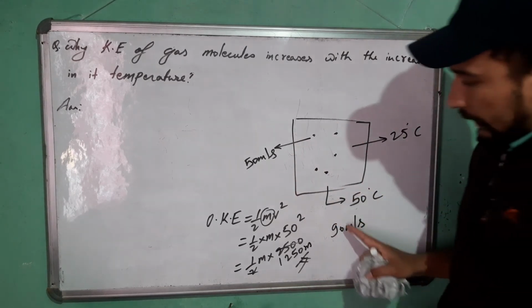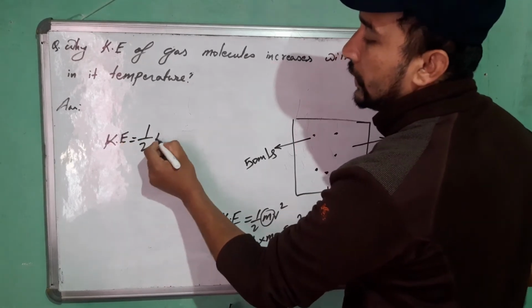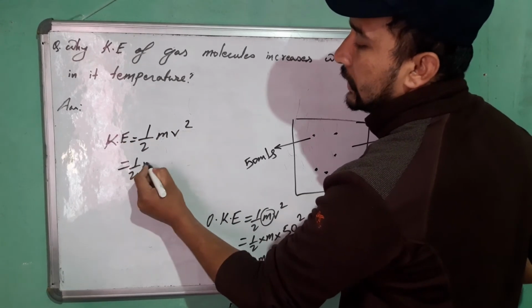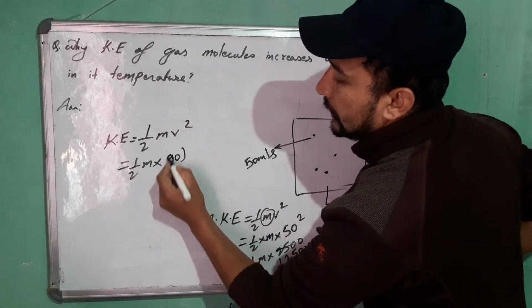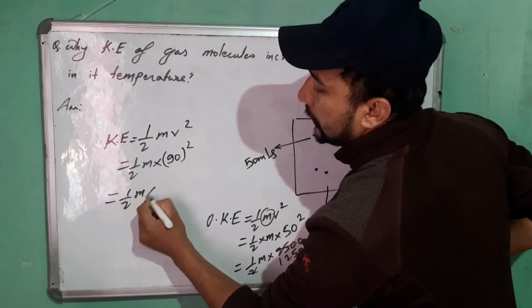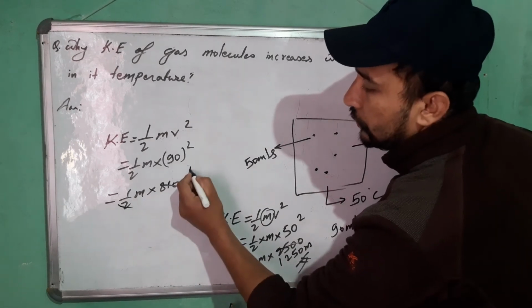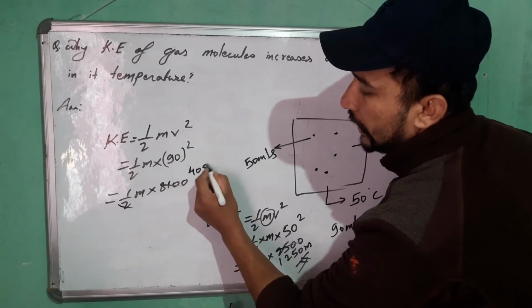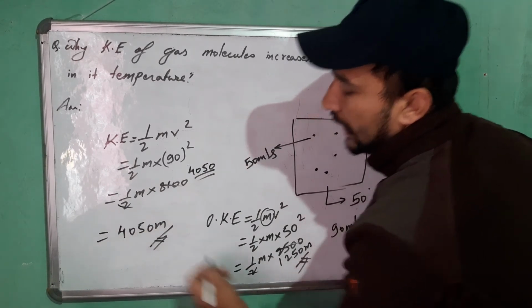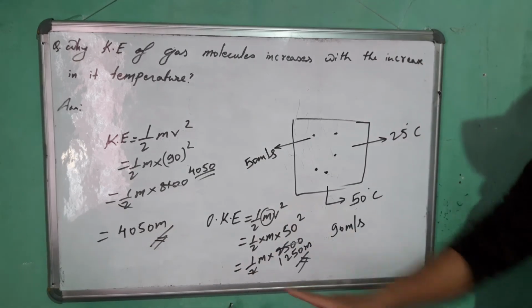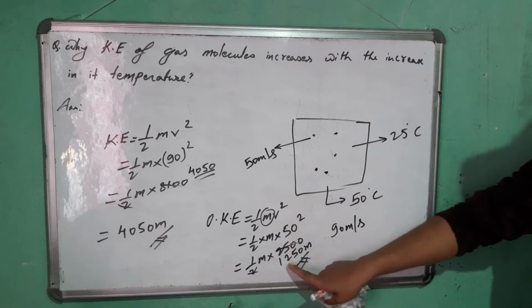Now in the new case, KE will be equal to half mv square. Half, mass is the same, velocity is changed to 90 square. Half m into 8100. Okay, so you can cancel: 2 4s are 8, 2 0s are 0, 2 5s are 10. So 4050 m. So new kinetic energy is 4050 m, m is mass of gas molecules. Okay, original was 1250 m.